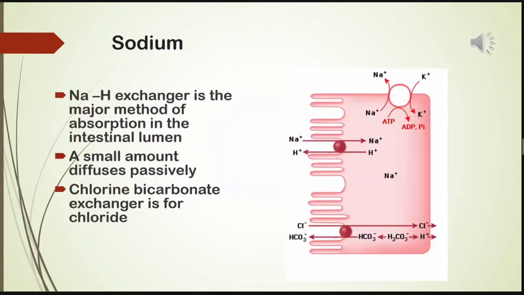The main method by which sodium enters the enterocytes is through the sodium-hydrogen exchanger. One atom of sodium enters the enterocytes, and in exchange one atom of hydrogen is released into the intestinal lumen. This sodium is then pumped back into the blood through the sodium-potassium pump. As I've said, a small amount can diffuse passively. And for chloride, the chloride-bicarbonate exchanger is the main method by which chloride enters the body.